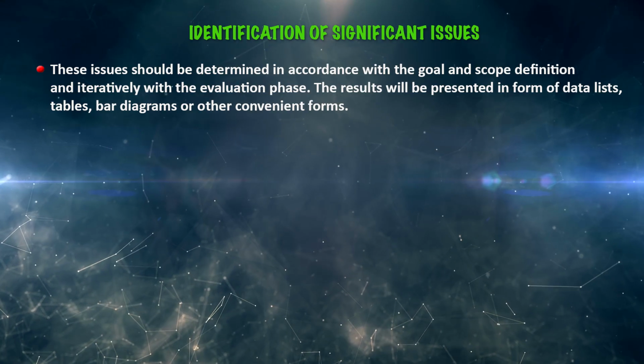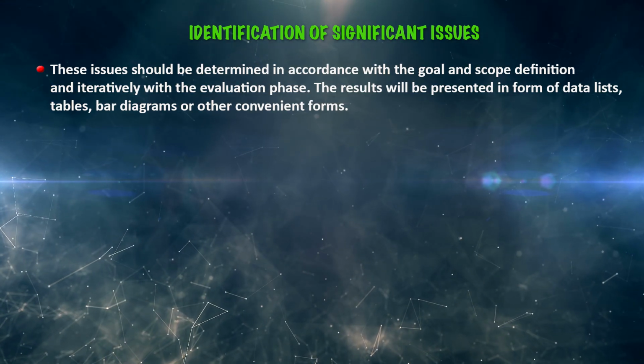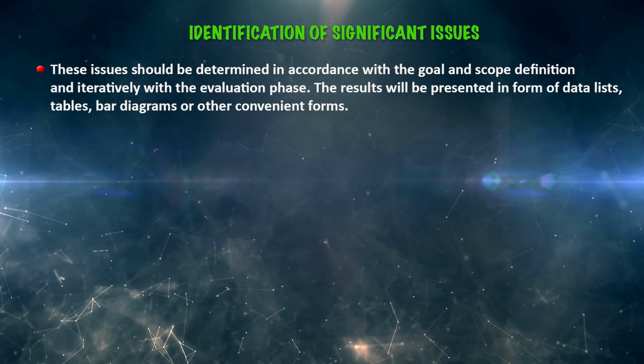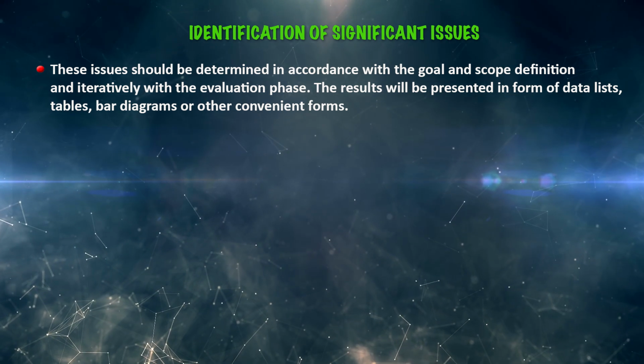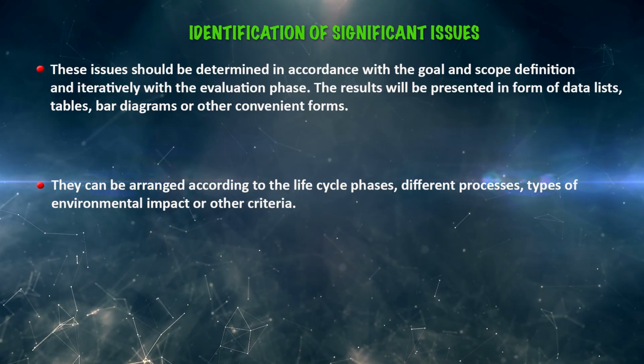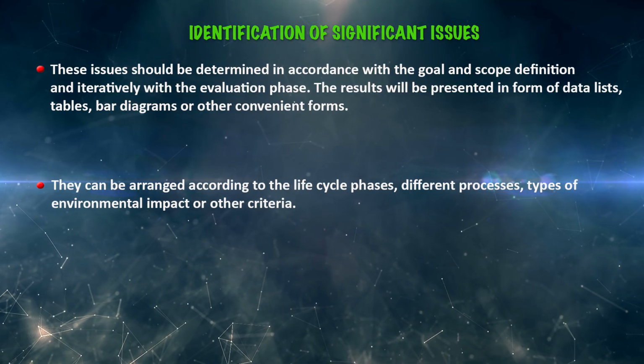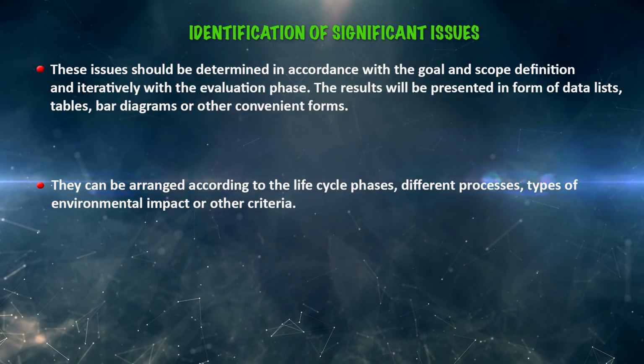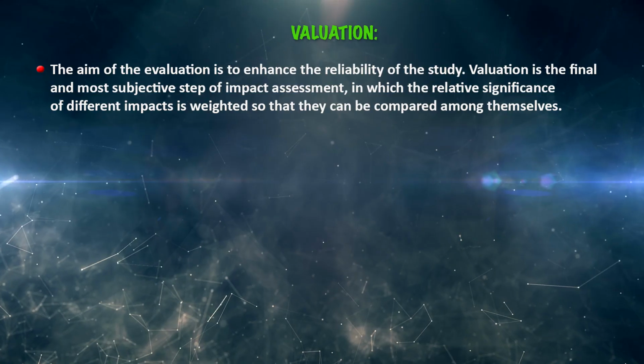The results will be presented in the form of data lists, tables, sometimes bar diagrams, or whatever convenient forms are feasible. And they can be arranged according to the life cycle phases, different processes, types of environmental impact, or other criteria can be followed. And next one is evaluation.